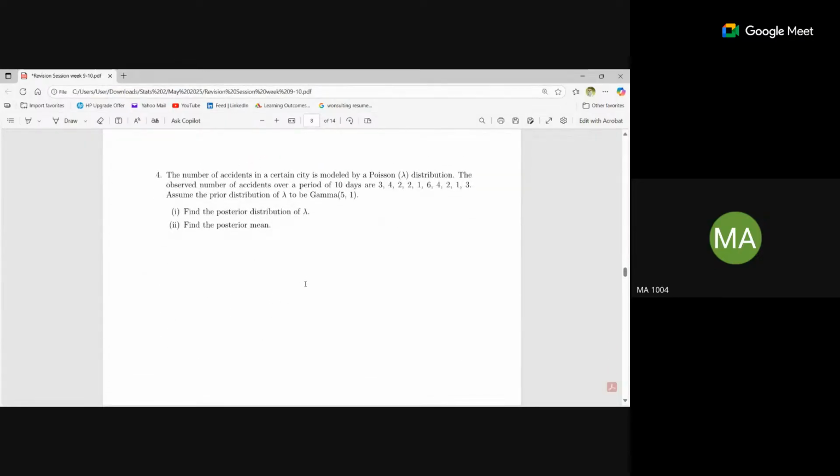Now, the number of accidents in a certain city is modeled by a Poisson with parameter lambda. The observed number of accidents over a period of 10 days are this. Assume the prior distribution of lambda to be gamma 5, 1. Find the posterior distribution. The same thing, just the distribution is different.